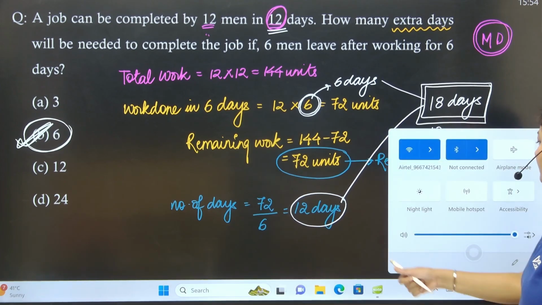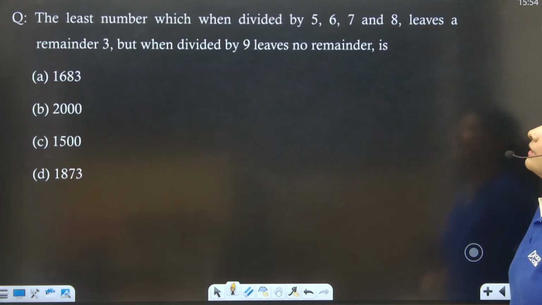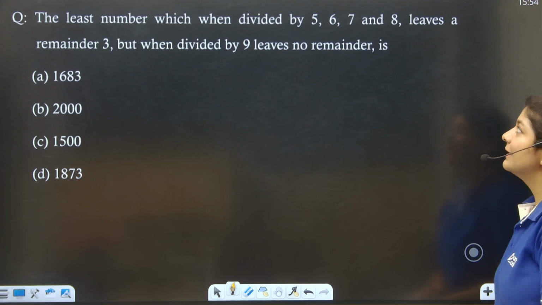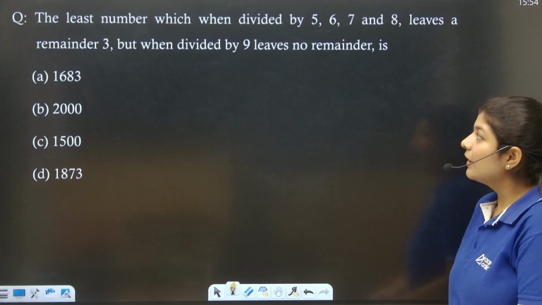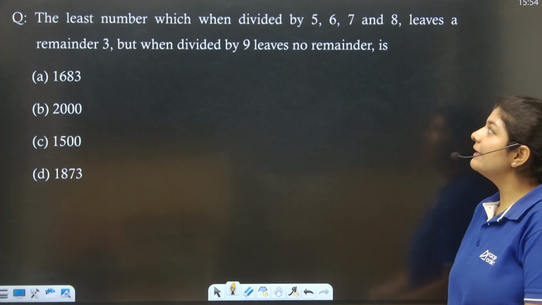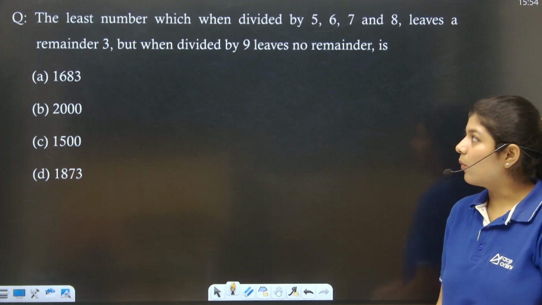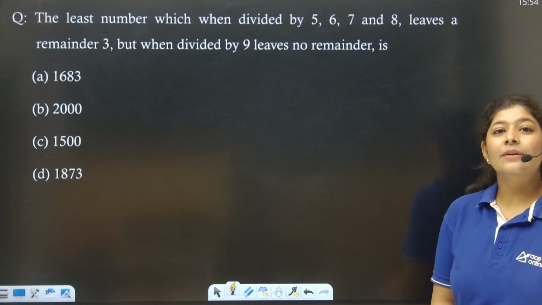Next. The next question says: the least number which when divided by 5, 6, 7 and 8 leaves a remainder 3, but when divided by 9 leaves no remainder. We need to find out the least number.